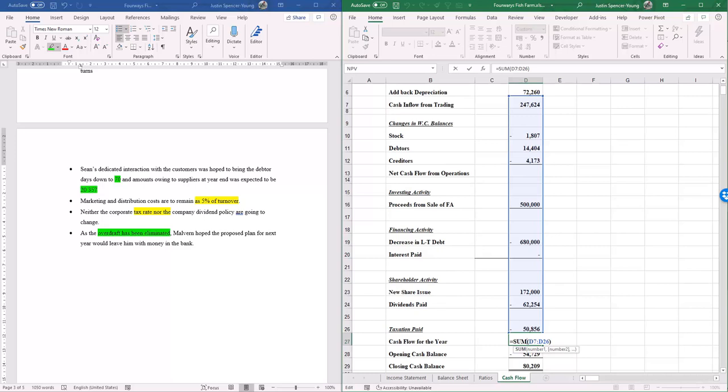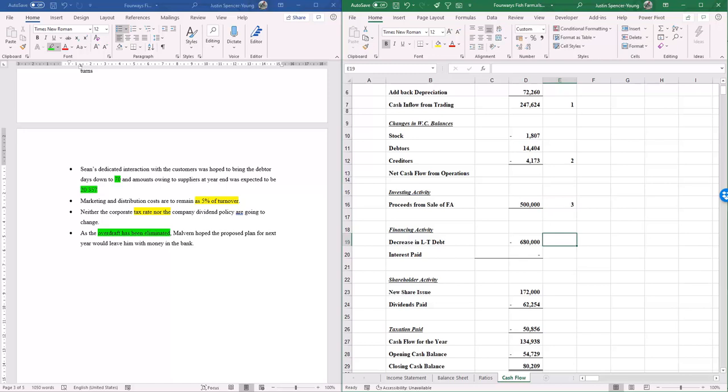Just remember what's going on here. We've got 5 sources of cash. Number 1 here is operations. Number 2 source of cash here is working capital. Number 3 is fixed assets. Number 4 is investing activity. Number 5 is shareholder activity. And then tax here is all on its own. So you need to deal with each one of those.